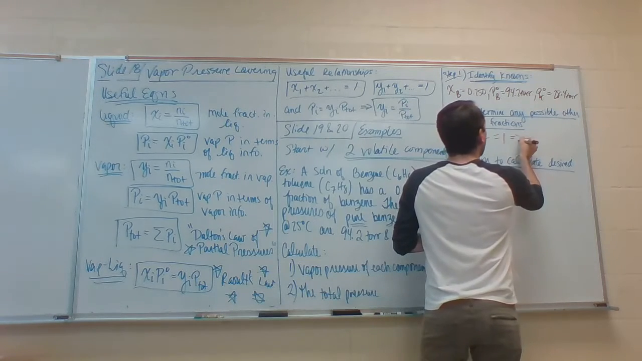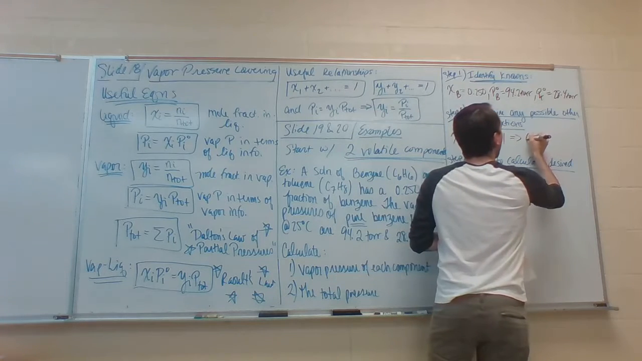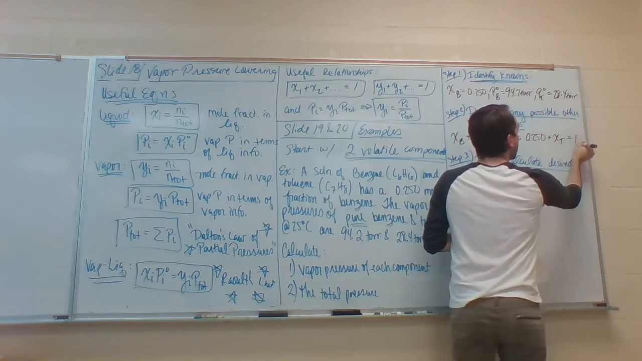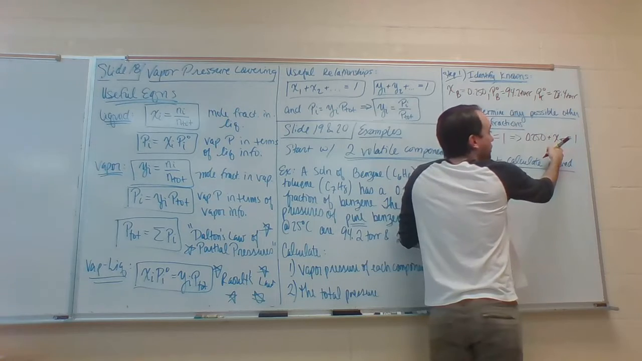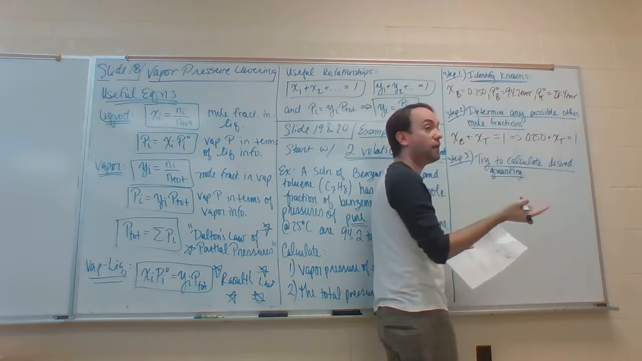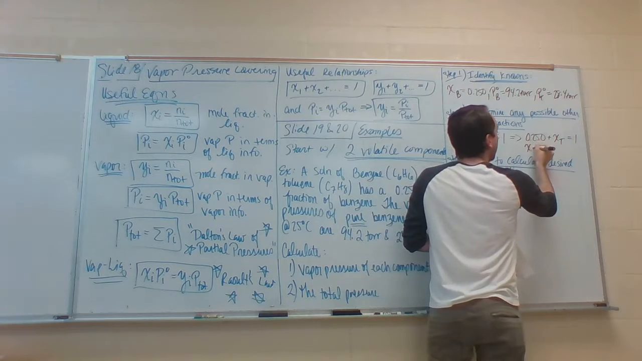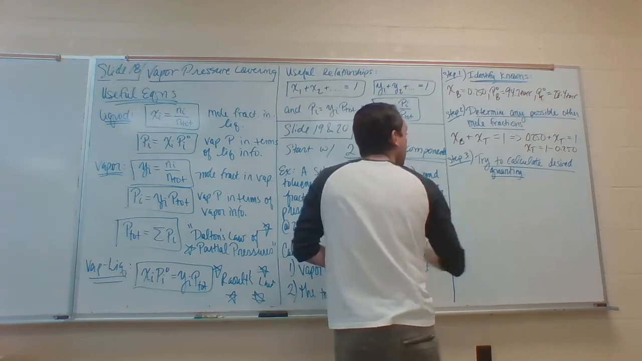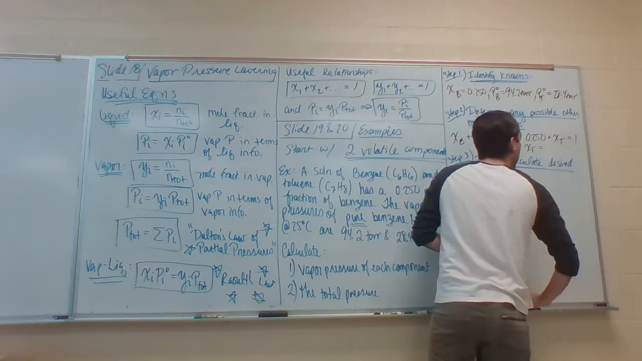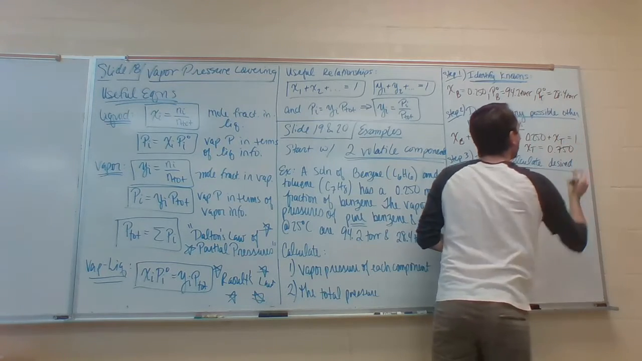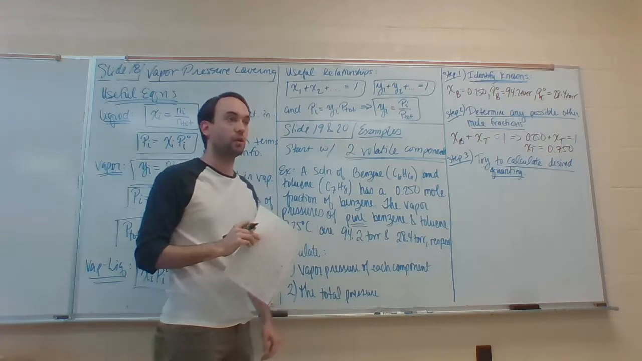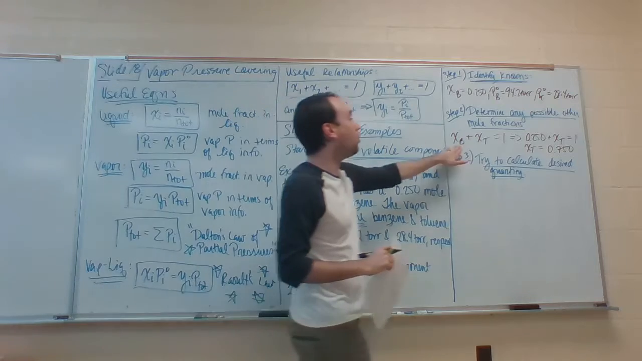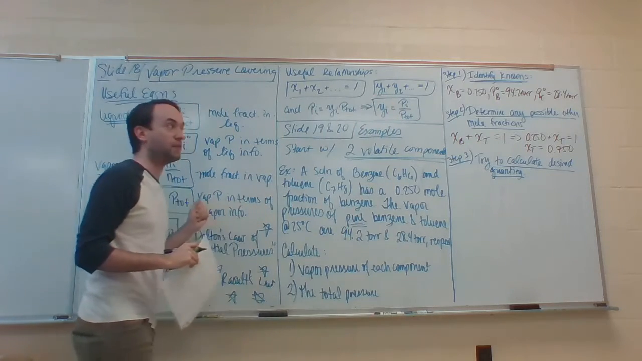I know that my mole fraction of benzene was 0.25, and I have my mole fraction of toluene, and that's equal to 1. If I want to find my mole fraction of toluene, I just have to subtract 0.25 from both sides. So my mole fraction of toluene is equal to 1 minus 0.25, and if I do the math, I get 0.750 as my mole fraction for toluene. Right off the bat, because I knew it was a binary mixture of 2 components, if I know one of them, I can easily figure out the second one.